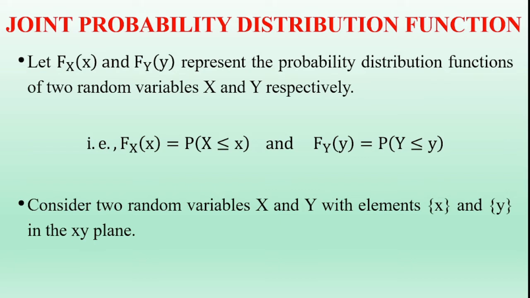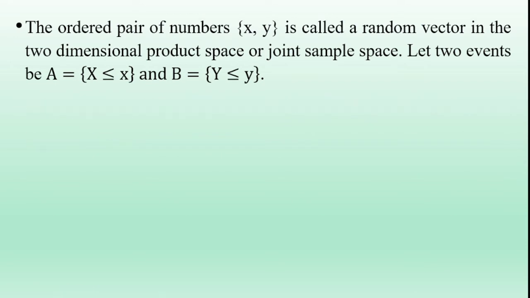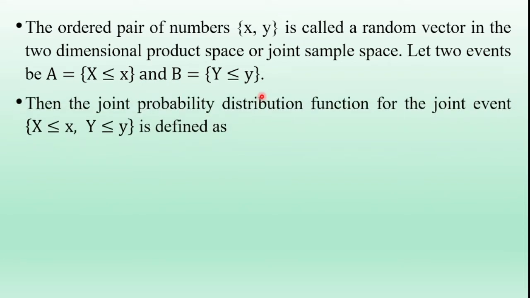So consider two random variables capital X and capital Y. In the two random variables, the elements are small x and small y in the xy plane. The ordered pair of numbers (x, y) is called a random vector in two-dimensional product space or joint sample space. Let us define two events. The event A is defined as X less than or equal to x, and event B is defined as Y less than or equal to y.